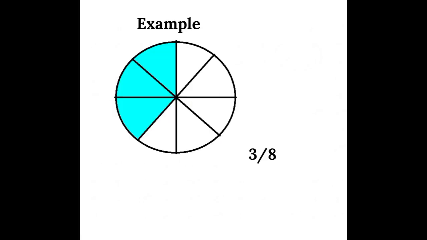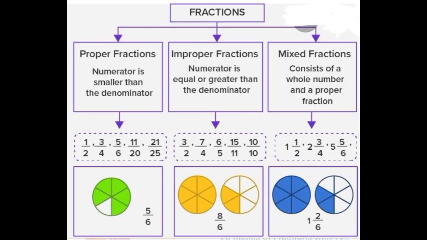Example: if a circle is divided into 8 equal parts and 3 parts are shaded, the fraction is 3 by 8. Now let us learn about types of fractions. 3 main types of fractions are proper fraction, improper fraction, and mixed fraction.